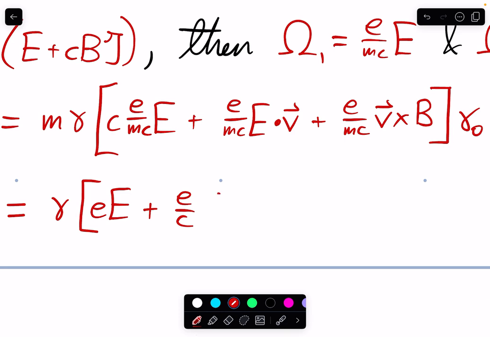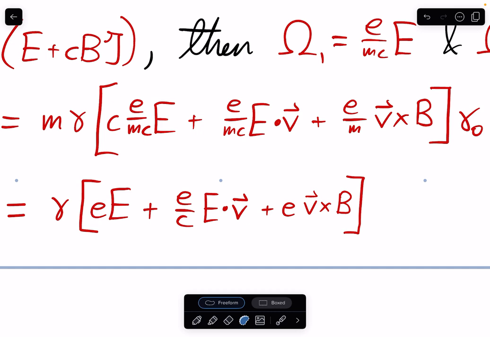So you get E over C, E dot V, and then this M cancels out, so you get plus E V cross B. Well, what we can do is pull out an E to the front here. So this just becomes a 1. Move this over here.